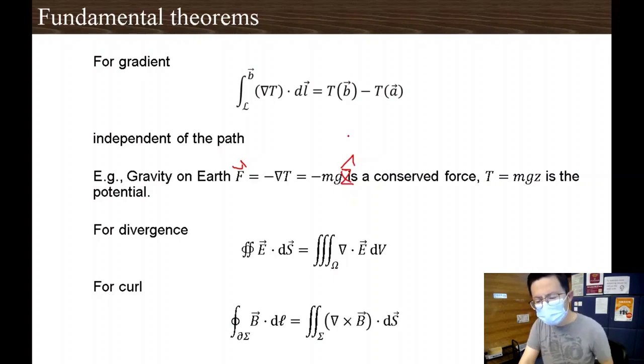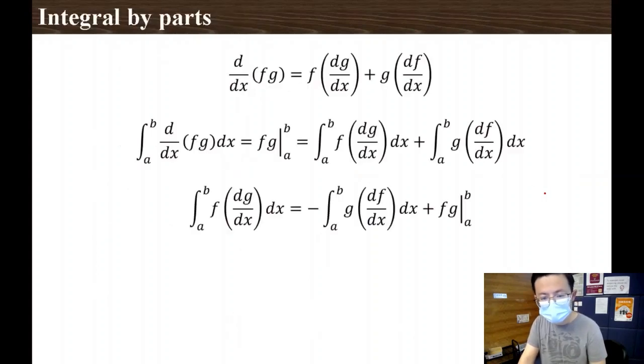Now, if we integrate and find out the potential, that is simply the mgz, and the t here itself is a scalar, and here this t can be thought of as the potential of this conservative force. And this is the fundamental theorem for the gradient, and we have talked about the divergence theorem and the curl theorem before, right?